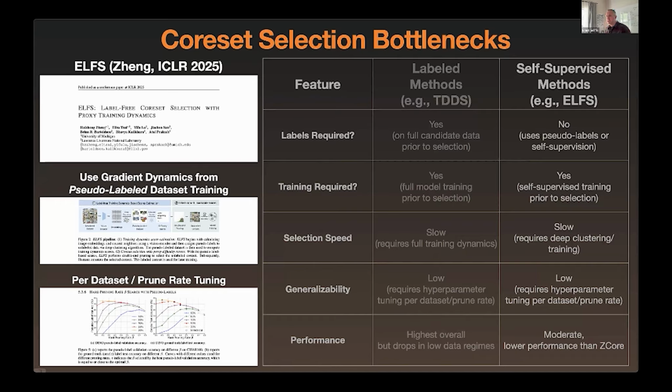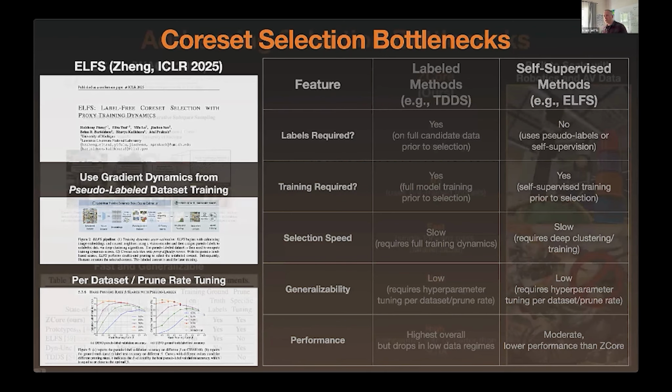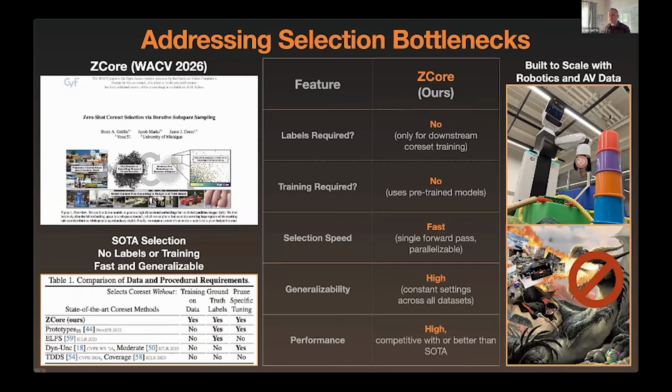And I'll also mention that there's a little bit of a hit in performance that this method finds from the core set in terms of downstream model training relative to TDDS, because it's using a pseudo-labeled version of training and those corresponding dynamics. Now, fast forward to this year, at WACV back in March, we presented this work, ZCore, and this is the only state-of-the-art core set selection method that doesn't require any labels or training. And because it doesn't require any training, and it's a relatively straightforward algorithm, which I'll get into, it's very fast. Additionally, it's generalizable because in our benchmark experiments, we use the exact same settings for the algorithm itself across all prune rates and all data sets.